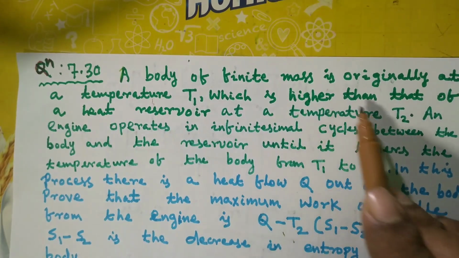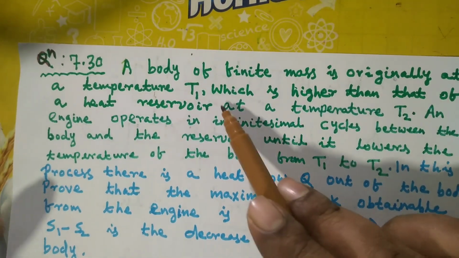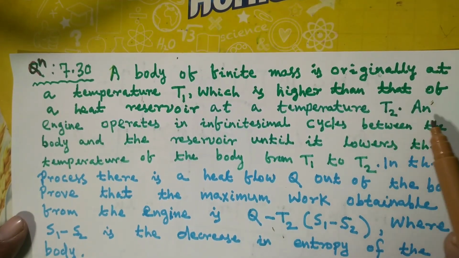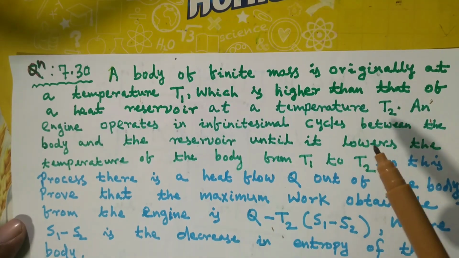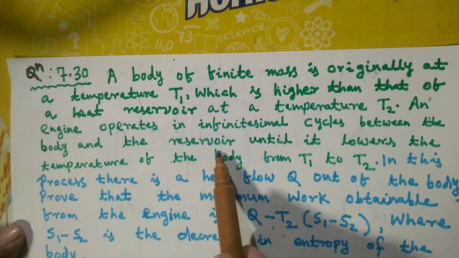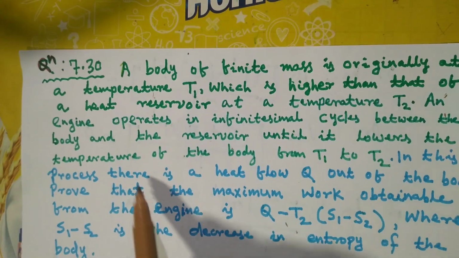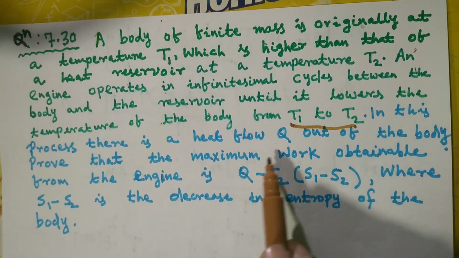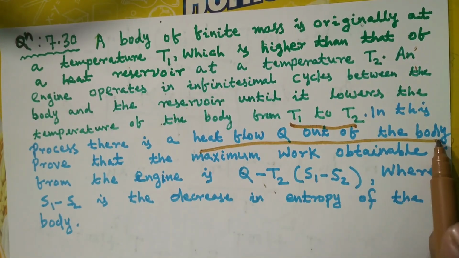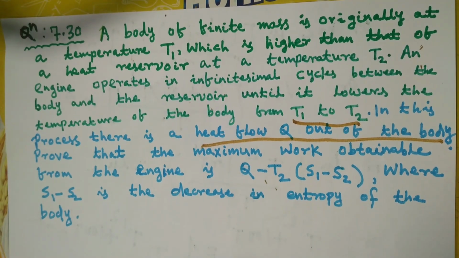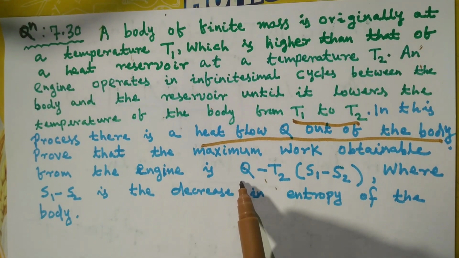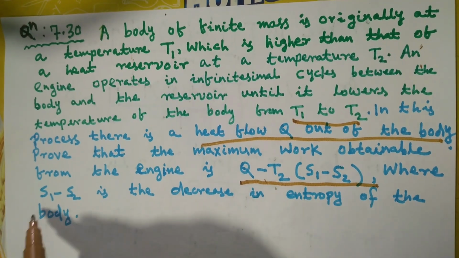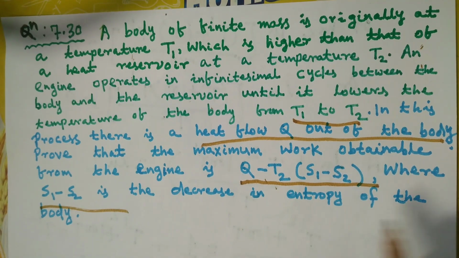A body of finite mass is originally at a temperature T1 which is higher than that of a heat reservoir at a temperature T2. An engine operates in infinitesimal cycles between the body and the reservoir until it lowers the temperature of the body from T1 to T2. In this process, there is a heat flow Q out of the body. Prove that the maximum work obtainable from the engine is Q minus T2 multiplied by (S1 minus S2), where S1 minus S2 is the decrease in entropy of the body.